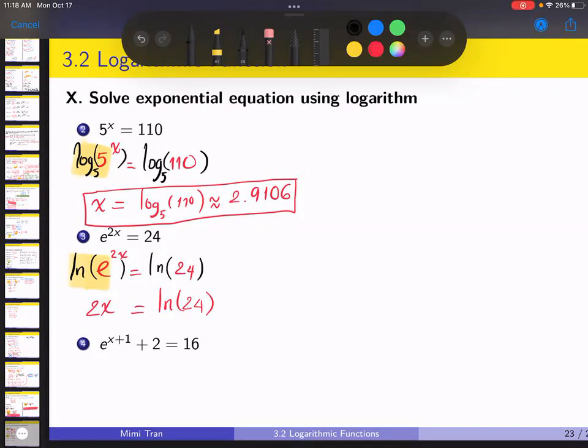Divide both sides by 2. So is x equal to ln of 12 or ln of 24 over 2? Those are two different things, right? Remember the 2 is over the whole thing, not just the 24. That's another mistake you might make.